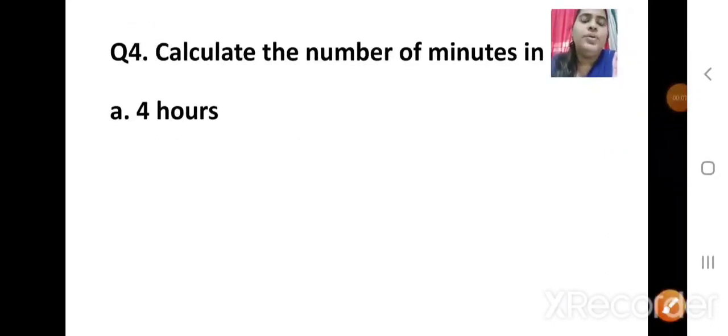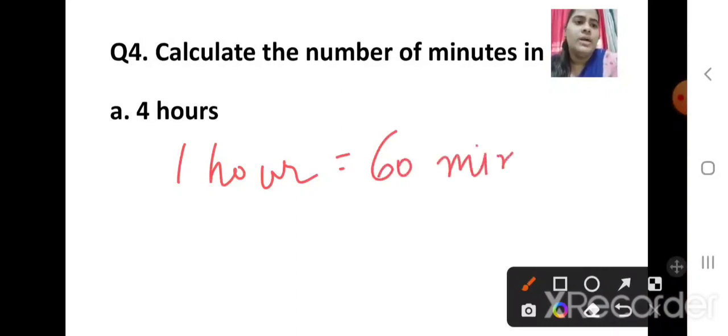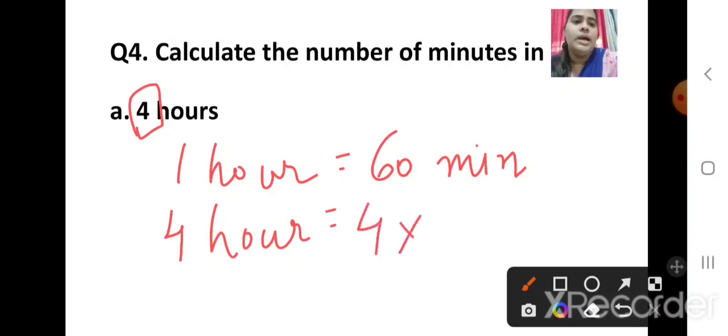Okay, let's move on to question number 4. Calculate the number of minutes in 4 hours. We have to calculate now minutes, okay, in 4 hours. Children, in 1 hour how many minutes are there? We know 1 hour is equal to 60 minutes, correct? We have to find out in 4 hours how many minutes are there. So we have to multiply 4 with 60. So 4 hours, how will we find out? 4 multiplied by 60. Then we can get the minutes in 4 hours.